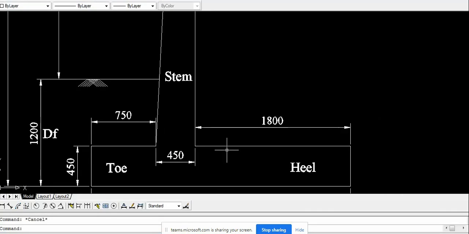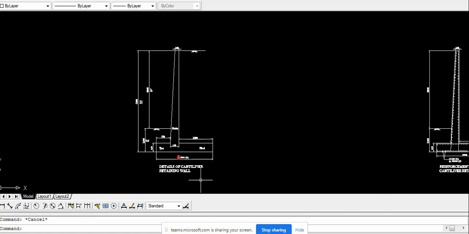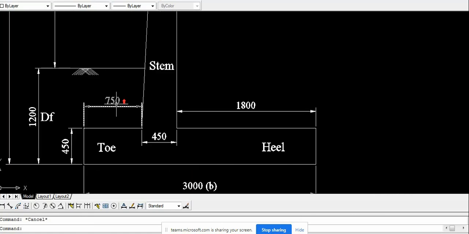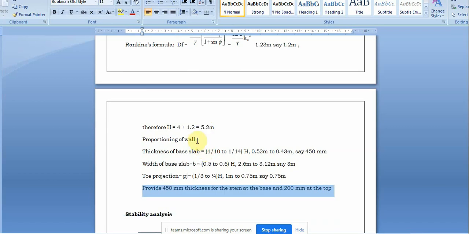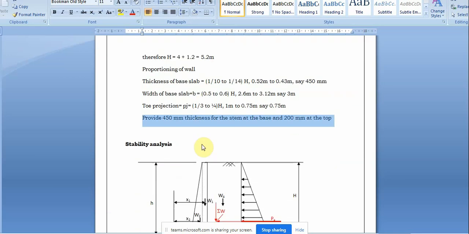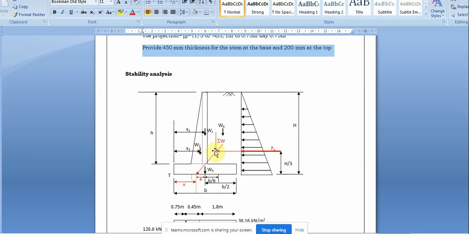Definitely, the length of the heel slab will be total 3000 minus 750 minus 450, leaving 1800. So this is how we fix the dimensions, the proportions of walls, that is, retaining walls. Now before going to design these individual components, let us first check the stability of this one. So for stability, this is the diagram we can see whose stability should be found.